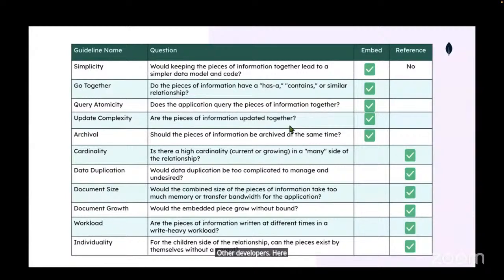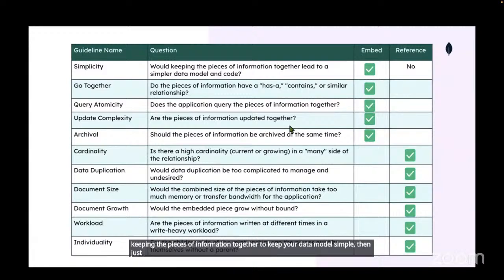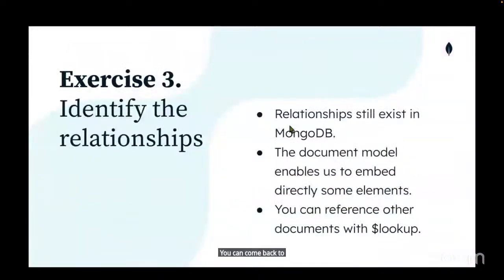Here are some guidelines that you can use to determine whether or not you should be embedding or referencing. We have some simple guidelines. Simplicity's sake tells you: would you be keeping the pieces of information together to keep your data model simple? Then just embed. I love this because it leans toward our mantra: data that is accessed together should be stored together. We like to keep it simple. I'm not going to go through each one of these for the sake of time, but these are our guidelines. Maybe put a little bookmark in the time. We're at 40 minutes in. You can come back to this and read all of those.